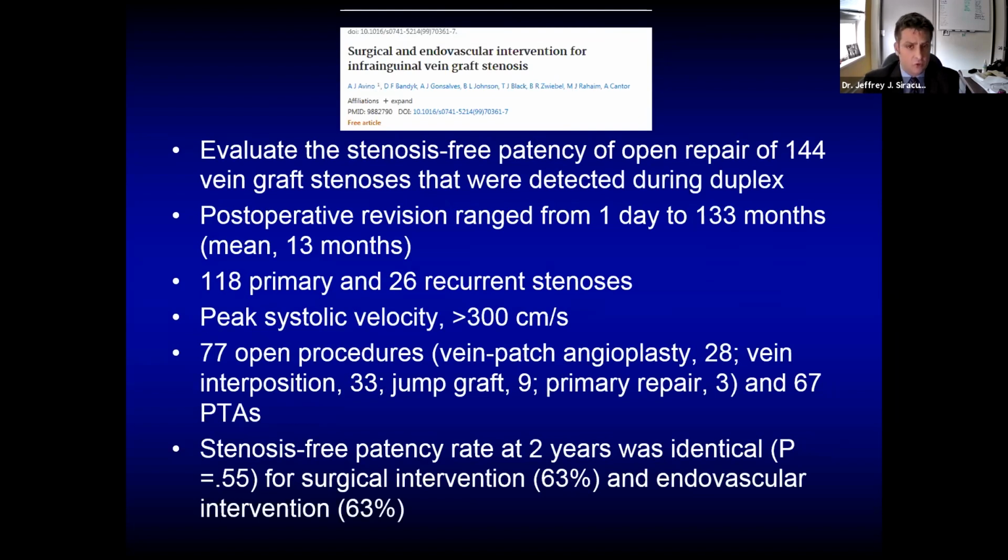So if we're looking at surgical and endovascular interventions, this is a little bit of an older paper, but evaluating stenosis-free patency of open repair, there were 77 open procedures and 67 angioplasties, and there was really no difference in 2 years in need for intervention or restenosis between the surgical group and the endovascular group.